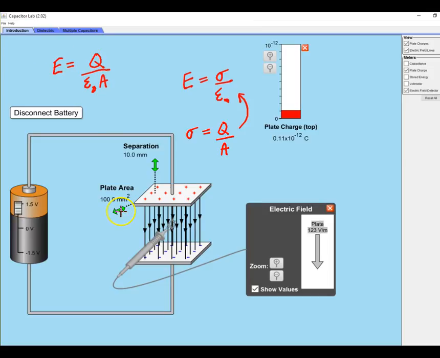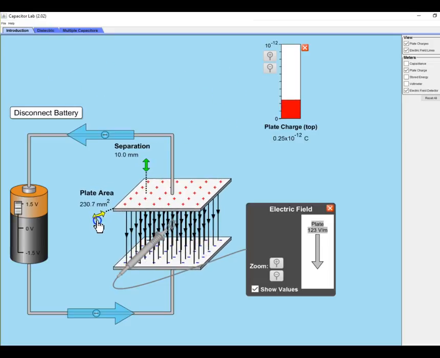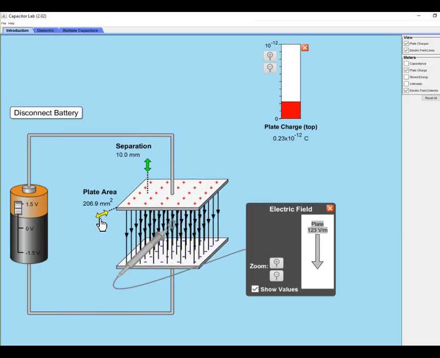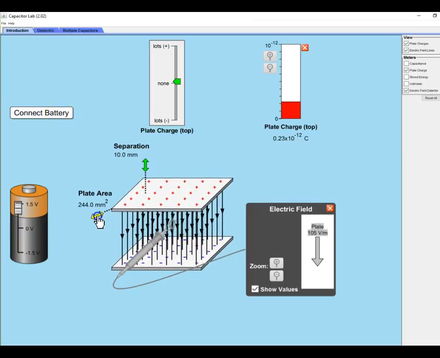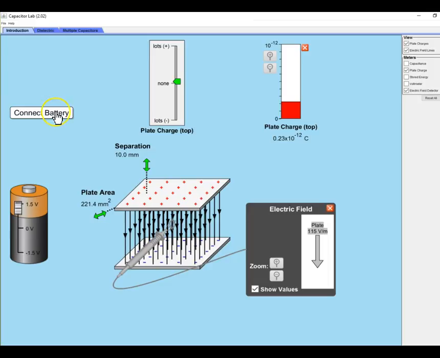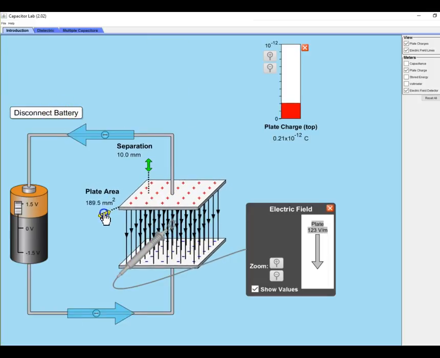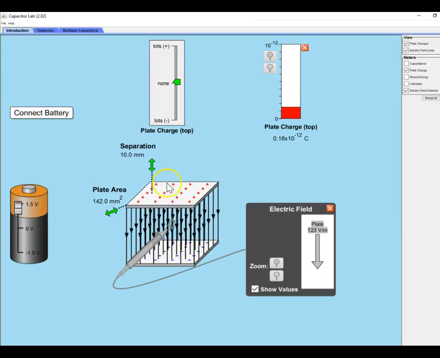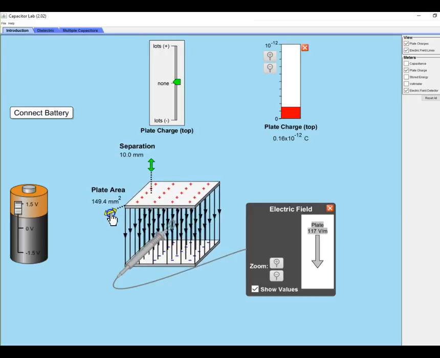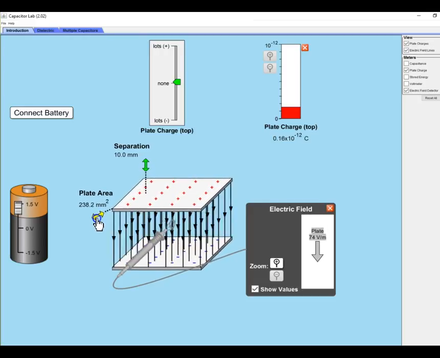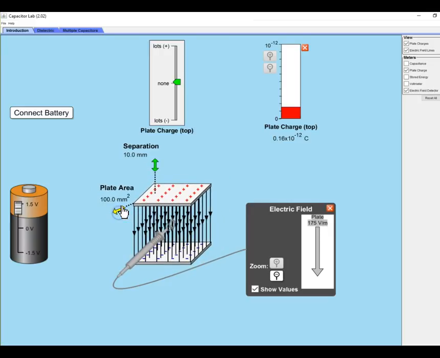Now if I were to increase the area of this, you can see that the electric field is not changing. I wonder why. Let's say I disconnect the battery and try that. If I now change it, oh, it does. Because before, when I connected the battery and I changed the area, charge was moving back and forth through the battery. But if I disconnect the battery and there's no route for the charge to go around from one plate to another plate, and I change the area of the plates, it seems to affect it. So if I make the area bigger, the field gets weaker. If I make the area smaller, the field gets stronger.